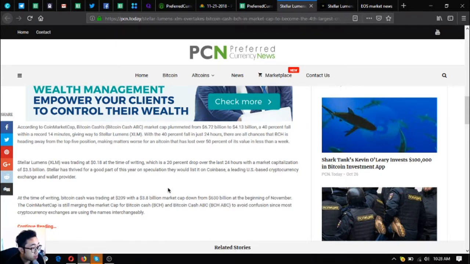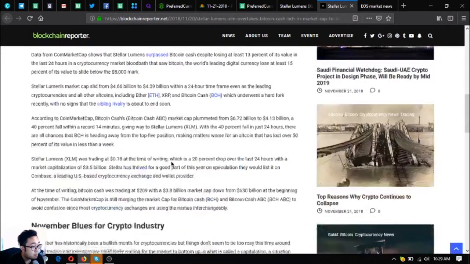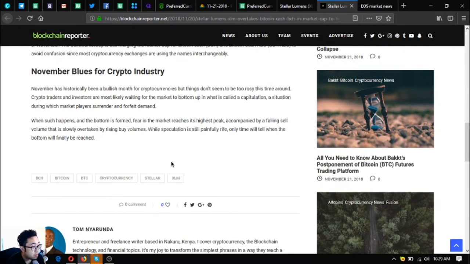Sellers thrived for a good part of this year on speculation they would list it on Coinbase, a leading US-based cryptocurrency exchange and wallet provider. At the time of writing, BCH was trading at $209 with a 3.8 million market cap, down from 630 million market cap at the beginning of November. The coin market cap is still merging the market for Bitcoin Cash and Bitcoin Cash ABC to avoid confusion, since most cryptocurrency exchanges are using the names interchangeably.